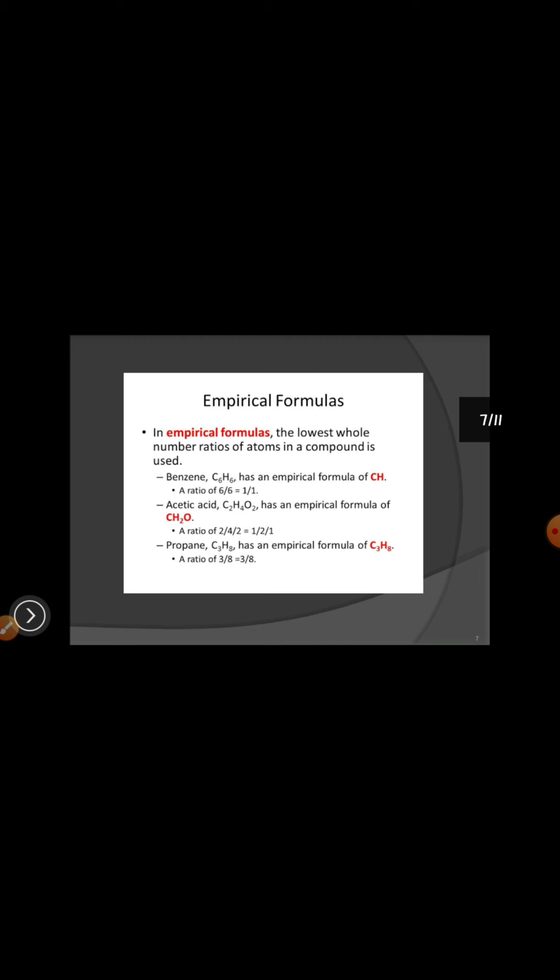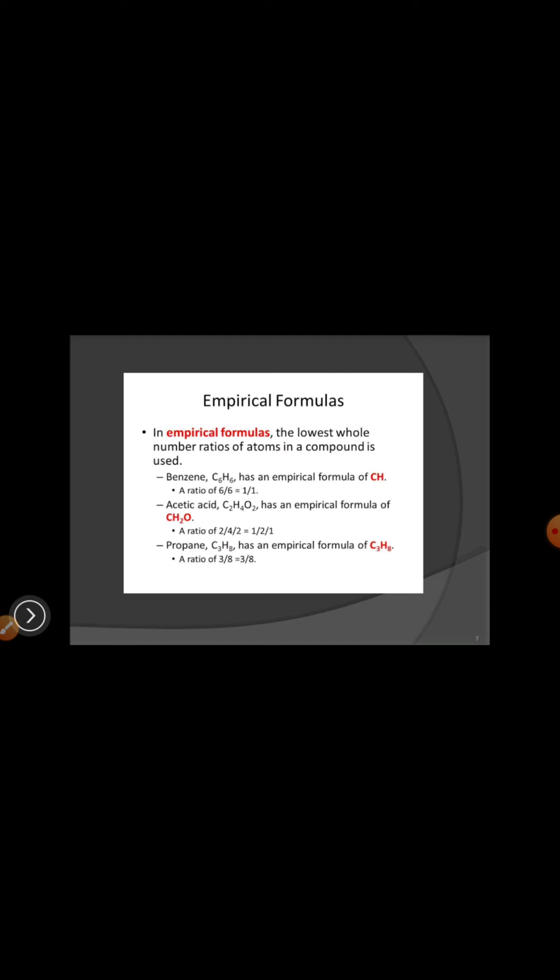Dear students, you have understood the role of equations. Now we are moving towards a very important point, and that point is the empirical formula. What is the empirical formula and how can it be written? The empirical formula is the lowest whole number ratio of atoms in a compound.